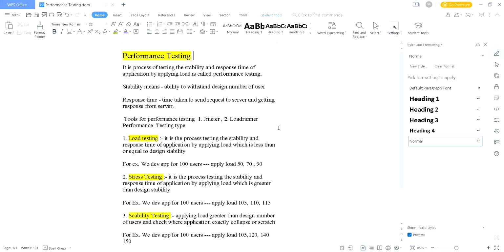The interviewer may ask questions like what is stress testing. Sometimes he asks about non-functional testing. Performance testing is one of the types of non-functional testing, so you have to explain that performance testing is also non-functional testing. It includes load testing, stress testing, and scalability testing.